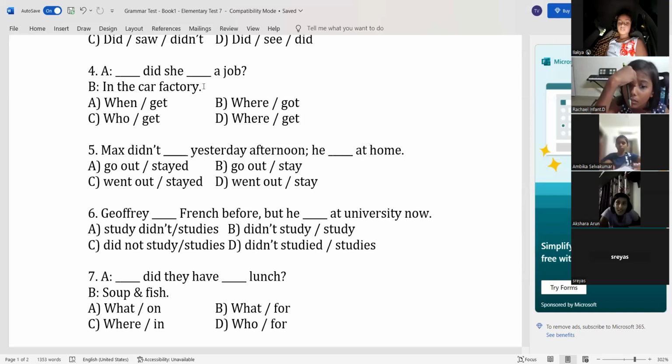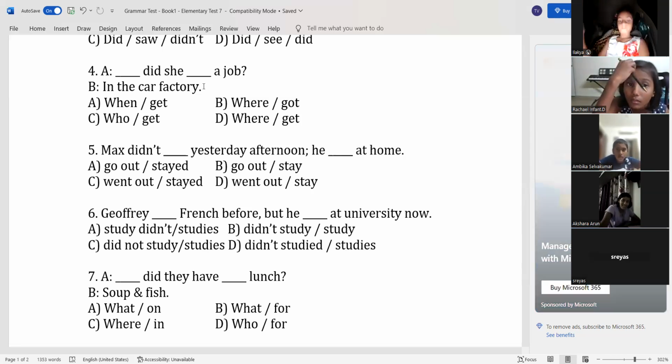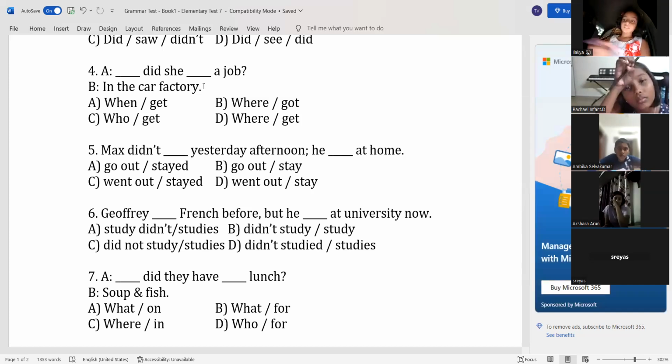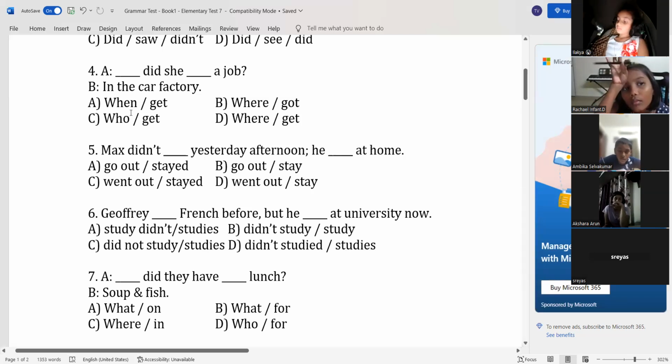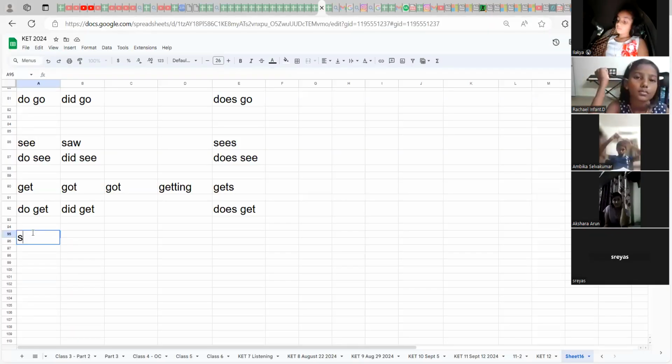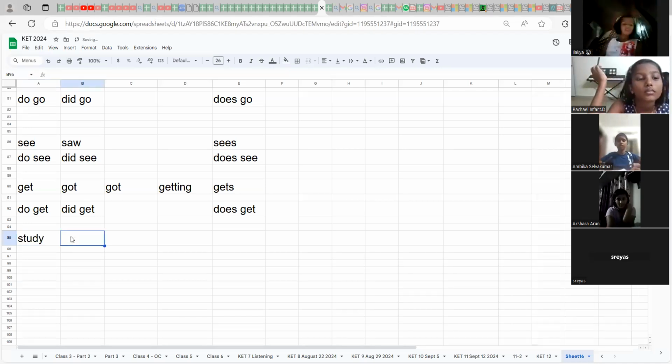Geoffrey didn't. How come didn't study will come? You take the did out, only study will come, isn't it? Why do you say D is the right answer? Look at this, guys. When you split it, I'll go with number six. The word is study. That becomes study.